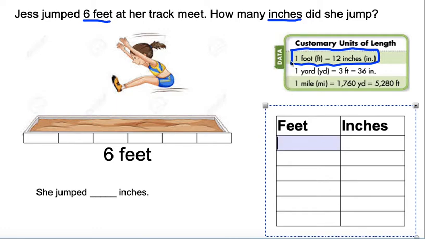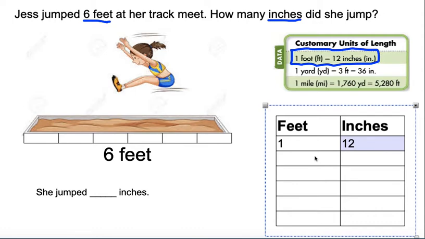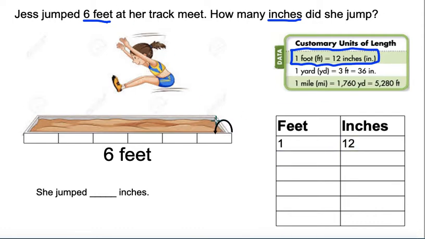They tell us that 1 foot equals how many inches? 12 inches. Okay. So to visualize that, 1 foot is 12 inches. But Jess did not just jump 1 foot, she jumped 6 feet. So we're going to need to continue this table.